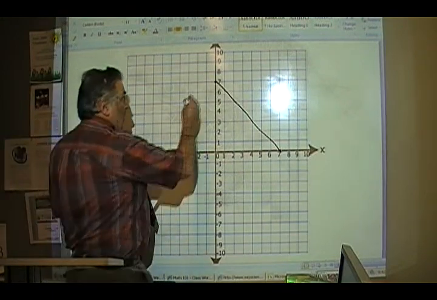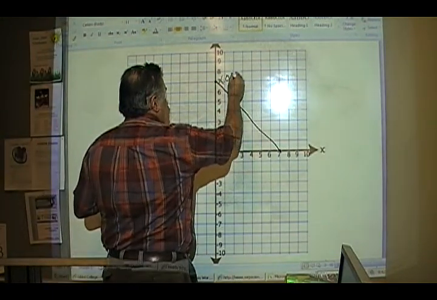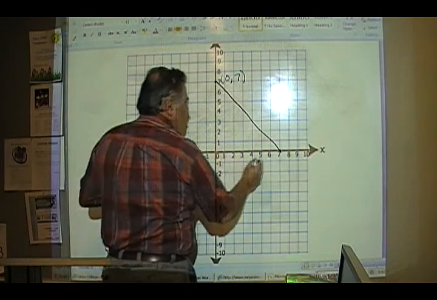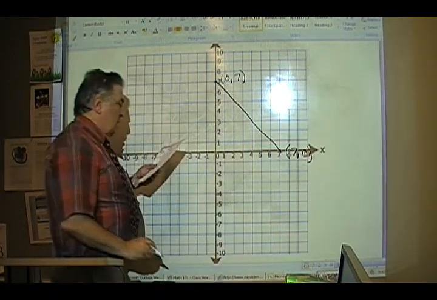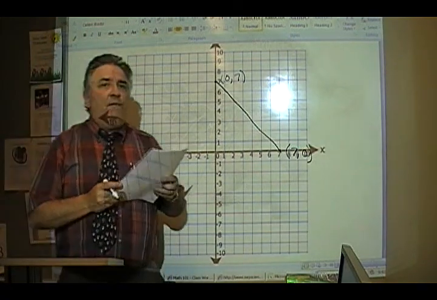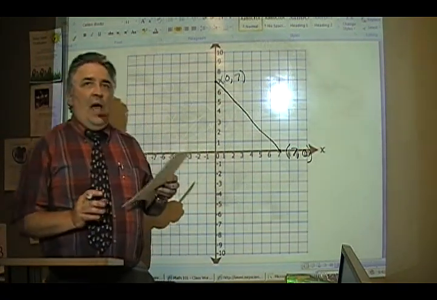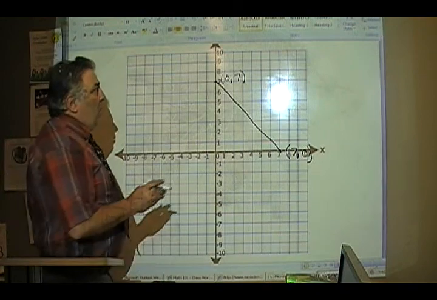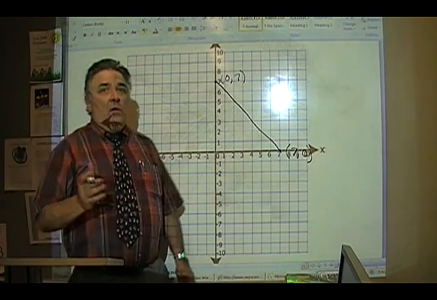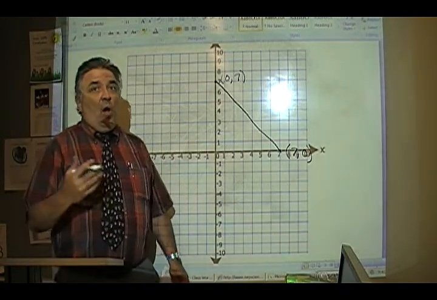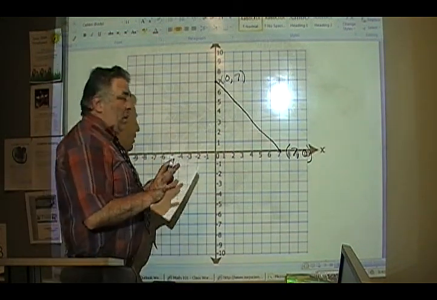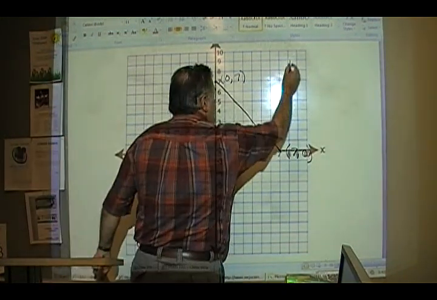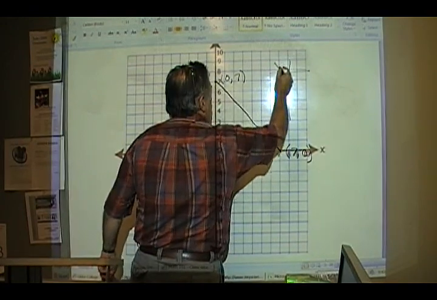Okay, so when y is 7, x is 0, and when x is 7, y is 0. Okay, and it's asking you to find the equation for that line. All right, well, one of the things I did, we could use the equation method, y equals mx plus b. We know the y-intercept is 7, so we know we could use that. But let's just use a little bit of logic here right now.